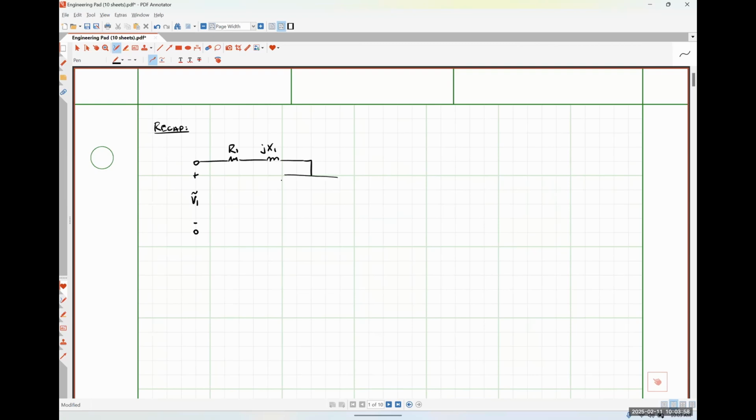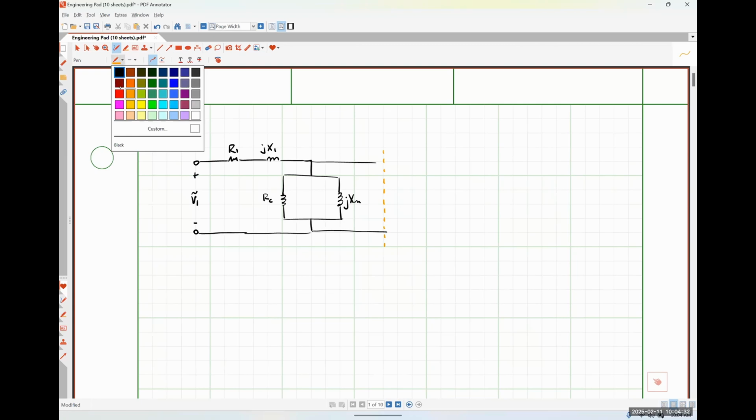then we had our core resistance, R sub C, and our magnetizing reactance, jXM, like so. Once again, this dashed line here is going to represent our air gap.